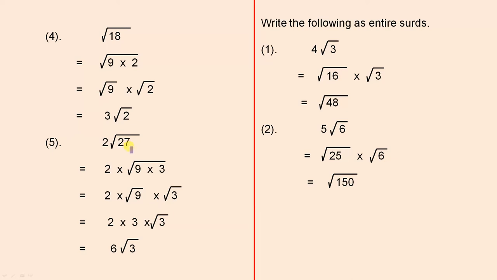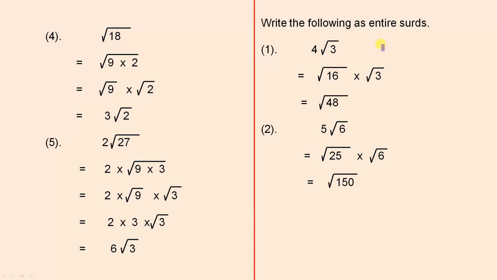2 times the square root of 27. It's okay to have a number here. We still focus on that part there. We leave the 2 outside, and we factorise 27 as 9 times 3, which is 2 times the square root of 9 times the square root of 3. The square root of 9 is 3, so that gives us 2 times 3 times the square root of 3, which is 6 the square root of 3.